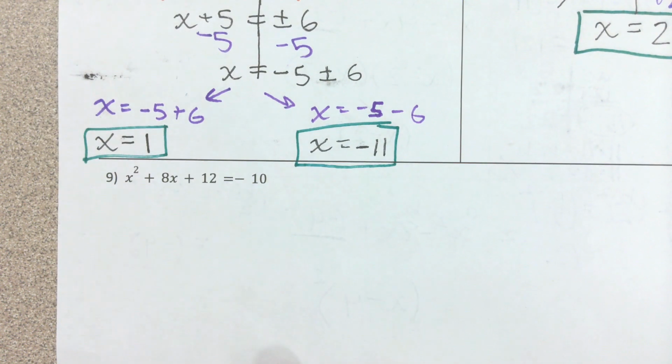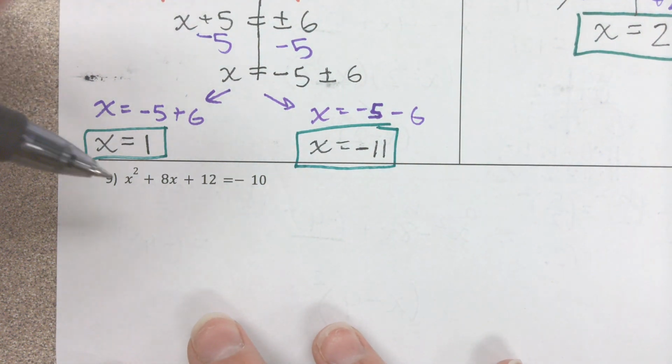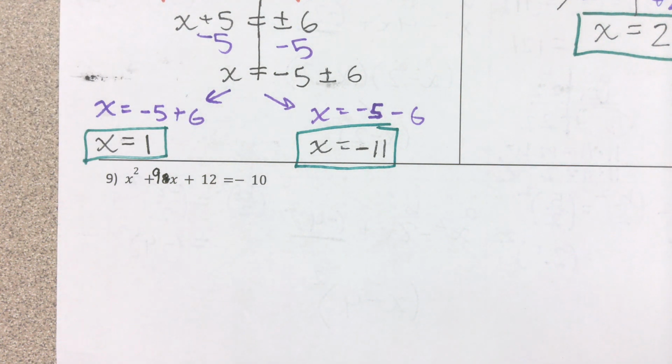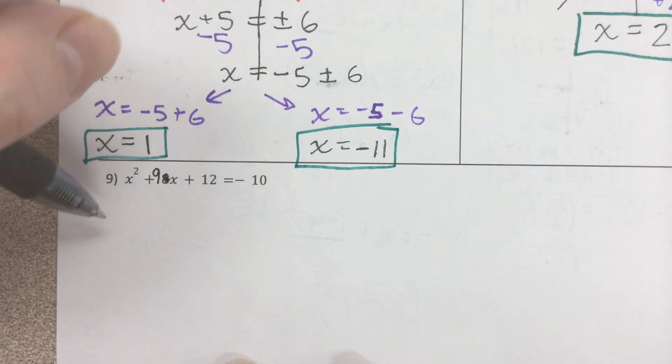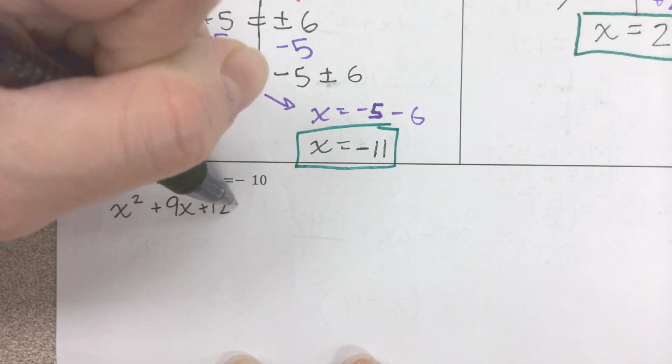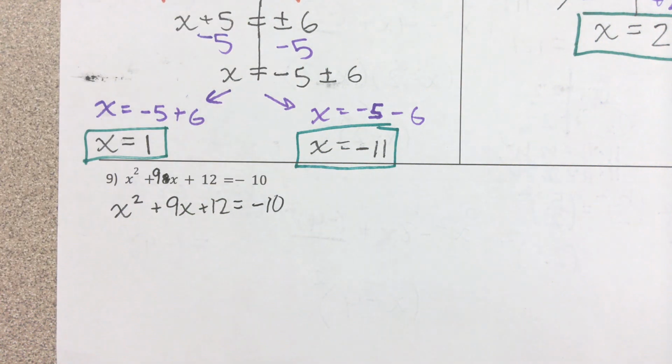Let me see what we did on the front. Okay, that's what I thought. Let's change that 8 into a 9. So let me write that out again. X squared plus 9x plus 12 equals negative 10.